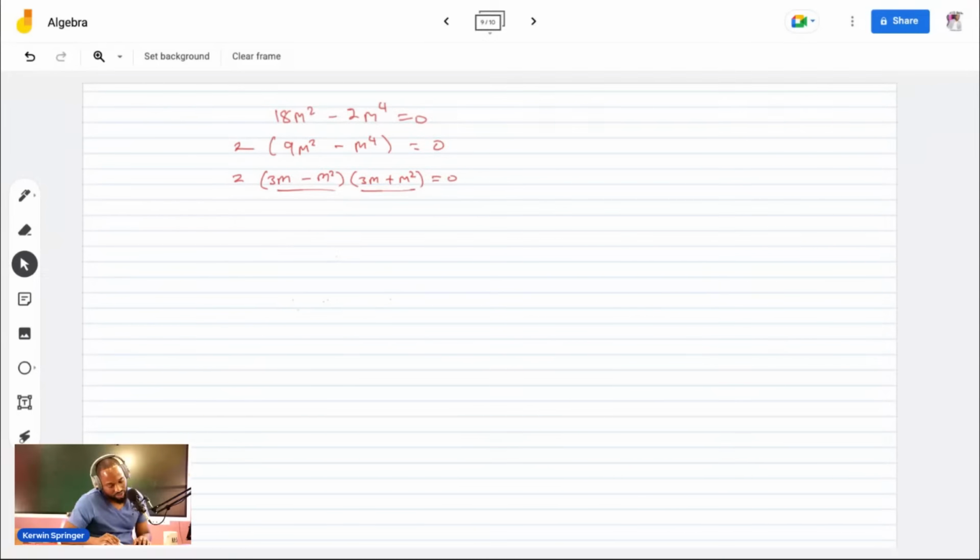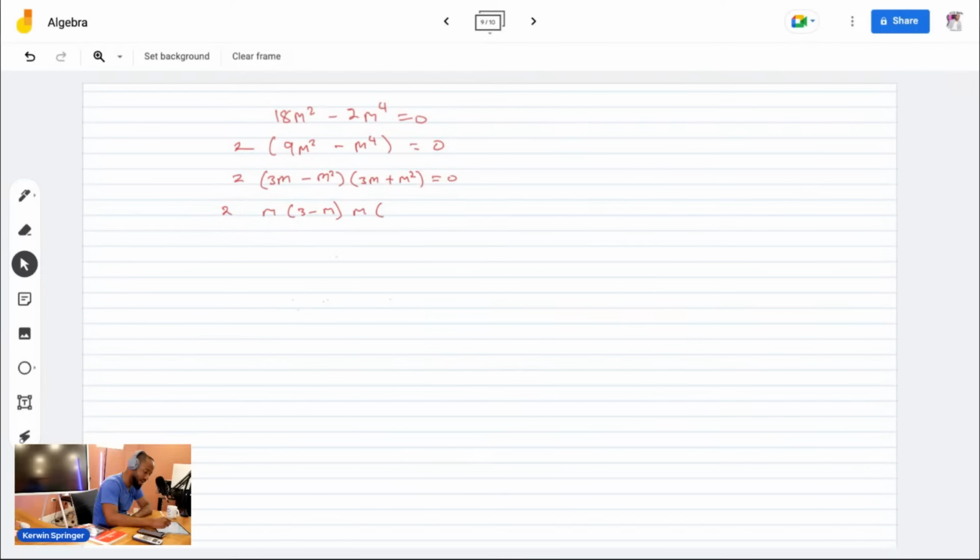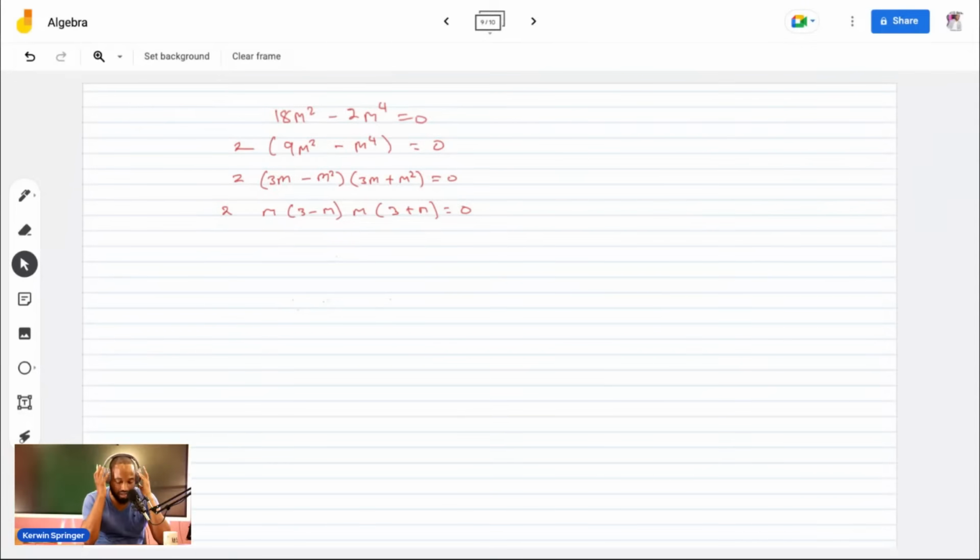Otherwise, when I'm solving this, I will end up with a lot of factors and it will be too problematic. I'll end up with 2 into m into (3 minus m), and then another m into (3 plus m). And I'll end up back in the same place as before, equals 0, which is the same thing here. Hope you're all following. So this one was a little challenging if you're not accustomed to polynomials that go above the power of 2. But this is the idea behind it.